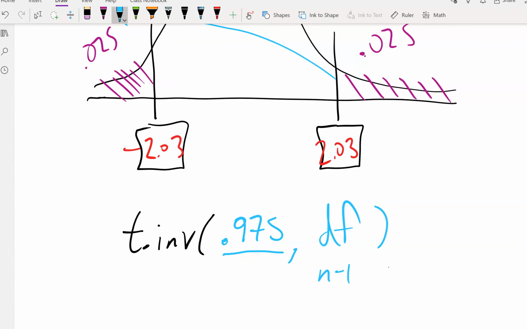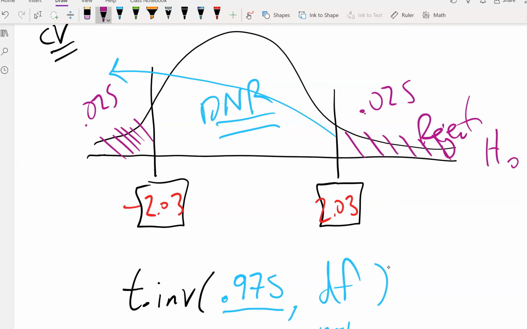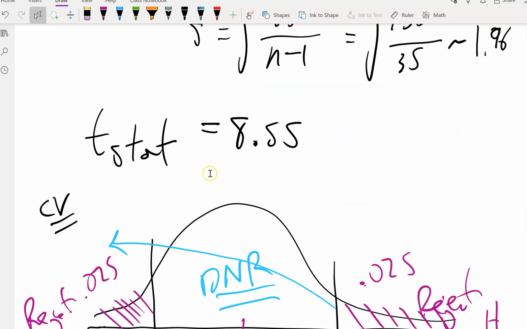And here's what happens. Bottom line, if you fall in here, you do not reject. This is the do not reject region. If you fall here, you reject, and what I mean by reject is you reject H naught. And that's what you're waiting for. You're going to collect your sample and see if your sample falls too far away from center. We already know it does.